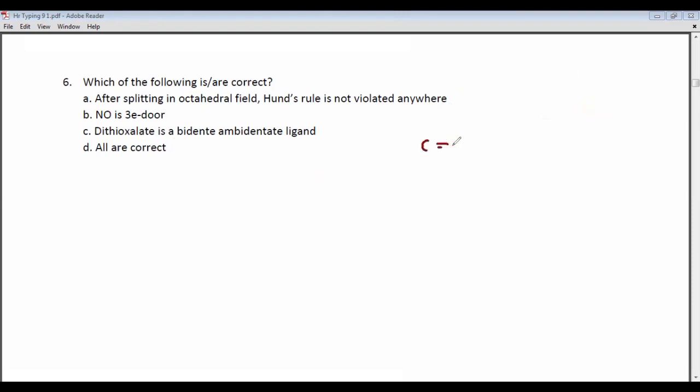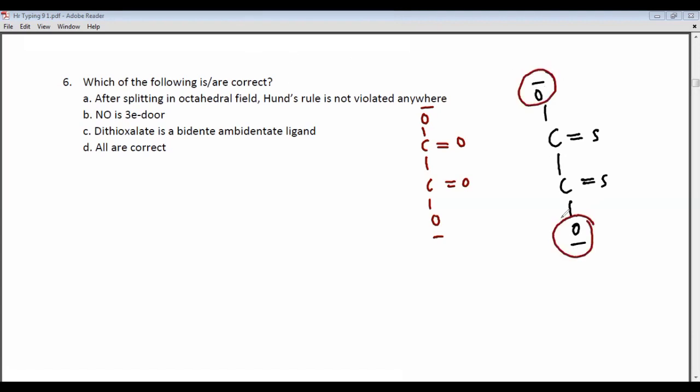Dithiooxalate. What is actually oxalate? This is actually oxalate. Dithiooxalate is a bidentate ambidentate ligand. This is oxalate. Then what will be dithiooxalate? It will be like this. So this is a bidentate ambidentate ligand, meaning it can form a coordinate bond using either the oxygen donor atom, this one, or the donor atom may be sulfur. So it can ligate the central atom through different ends, and moreover it can form a bidentate complex. Okay, so that's the correct one. Ready?